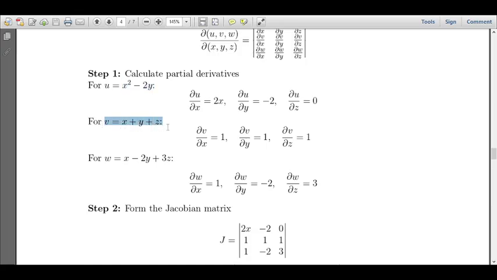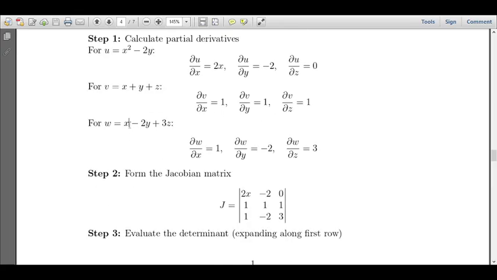Same thing, v equal to x plus y plus z, therefore ∂v/∂x is 1, ∂v/∂y is 1, ∂v/∂z is 1. Same thing, so w equal to x minus 2y plus 3z. With respect to x, y and z are constant, so those differentiations are 0, and the differentiation of x alone is 1.